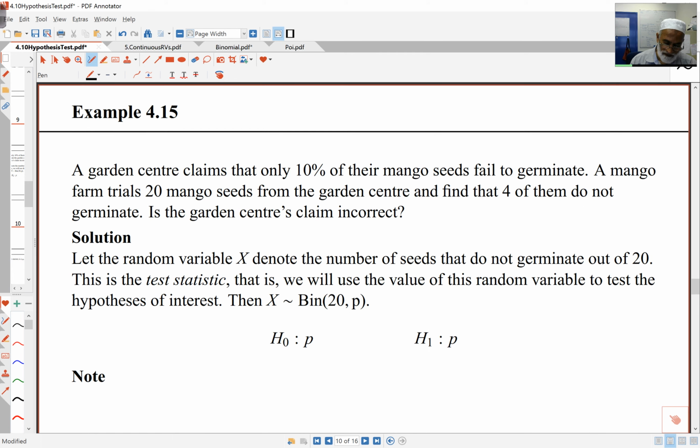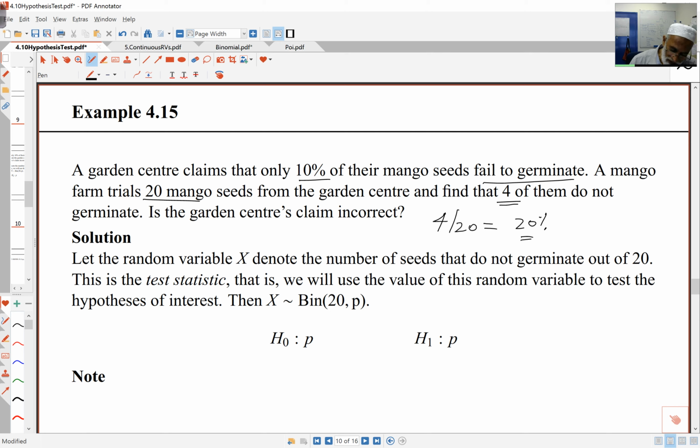A garden center claims that only 10% of their mango seeds fail to germinate. So a mango farm trials 20 of these seeds and they find 4 of them don't germinate. So 4 out of 20 is actually 20%. That's double the 10%. The question is then, is the claim overstated? In other words, is the percentage that actually don't grow more than 10%?